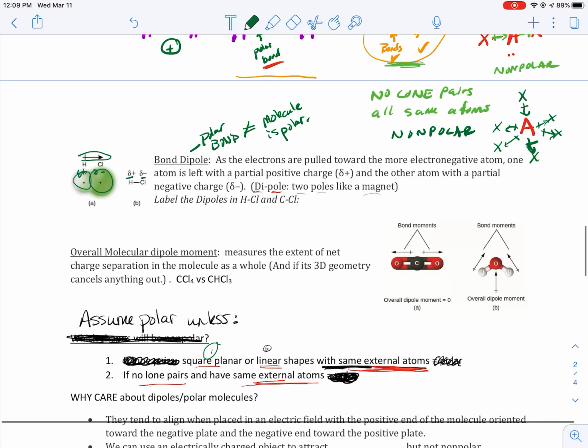And again, this is just repeating what we said. As the electrons are pulled towards the more electronegative atom, one atom is left with a partial positive charge, the other one is partial negative. And we call it a dipole because of 2 poles, like a magnet having a positive and negative pole. So we've got these 2 over here. Notice that here are our 2 poles, our partial positive and partial negative.